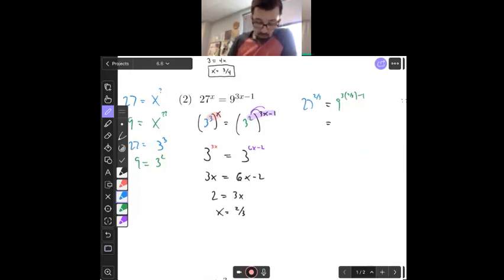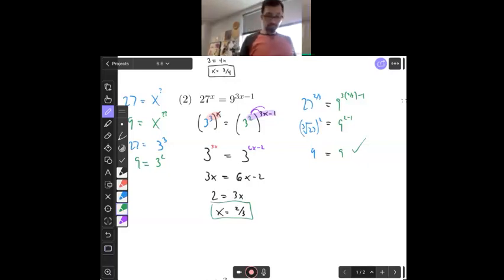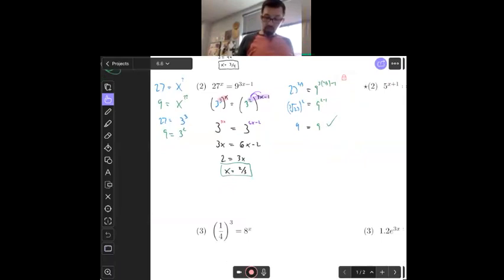Rational exponents mean, 27 to the 2/3 means the cube root of 27 squared. Cube root of 27 is 3. 3 squared is 9. Nine to the 3 times 2/3 minus 1. 3 times 2/3 is 2. So I'd have 9 to the 2 minus 1. Well, that'd be 9 to the 1 power. Of course, 9 to the 1 power is equal to 9. So we can see that our answer works. 9 equals 9. Okay, so you can always check your answer. Any questions there on 2?